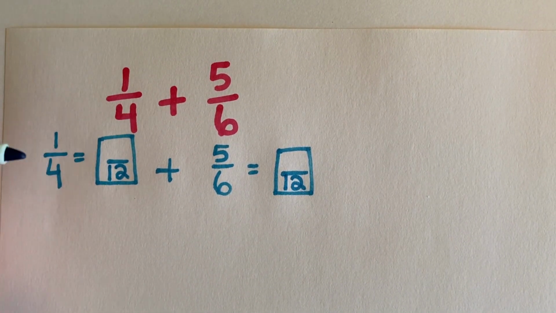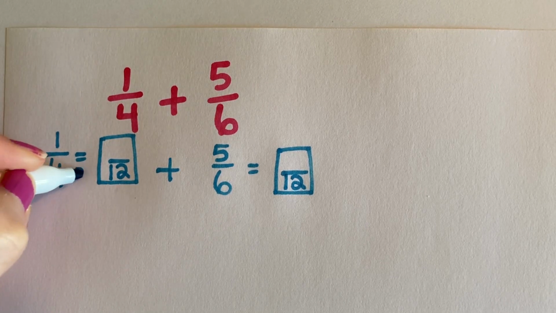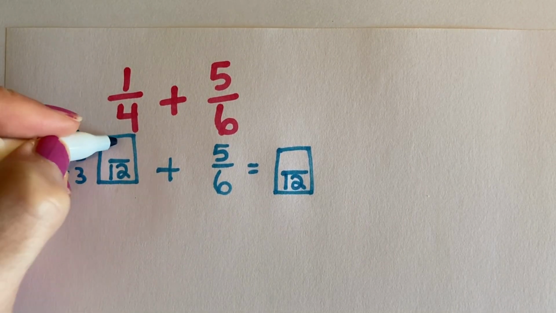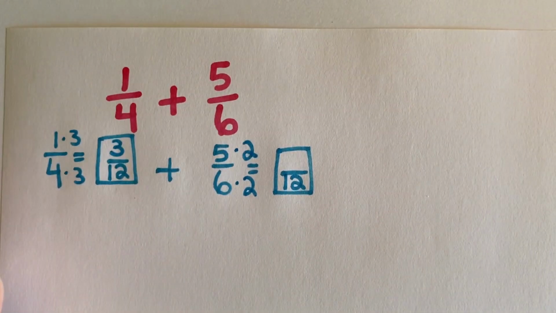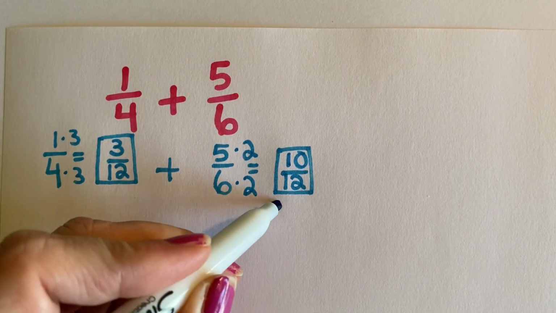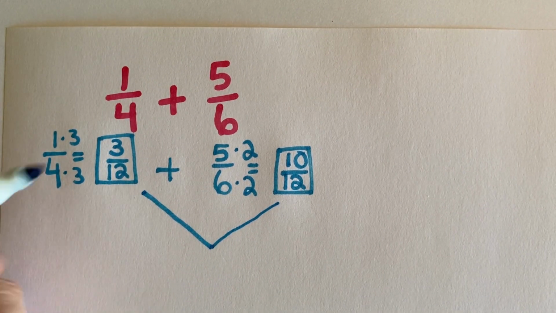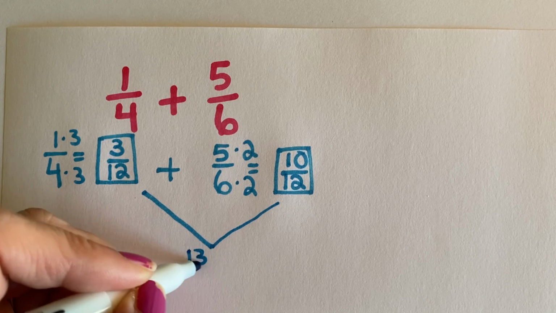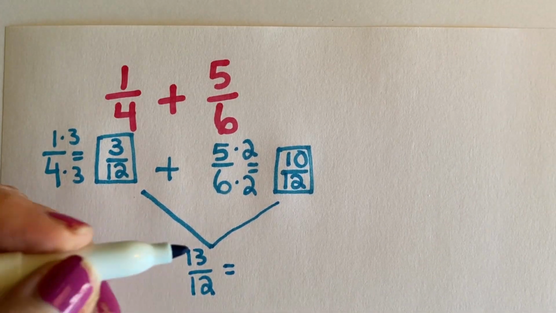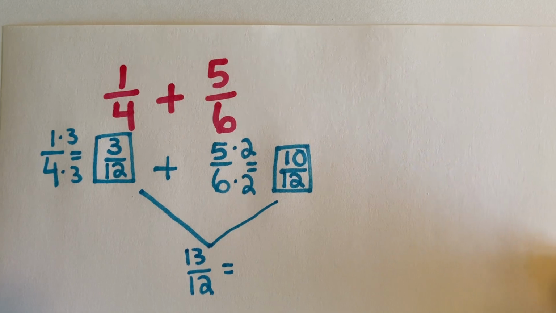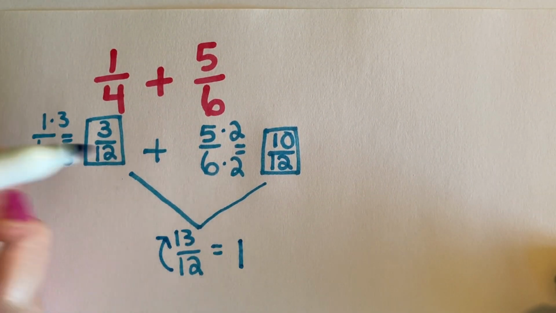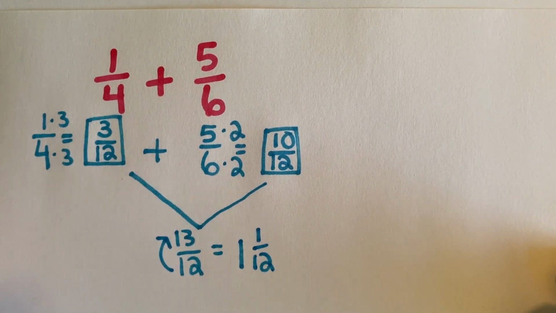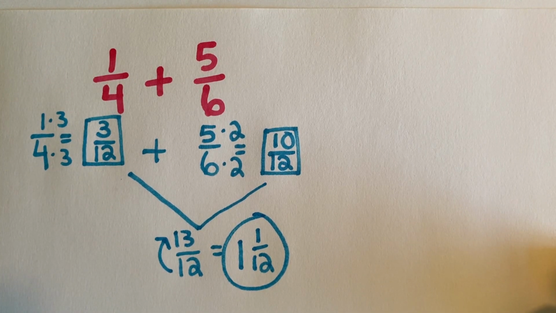So let's finish this off. So 4 times 3 would give us that 12, and 1 times 3 is 3, and 6 times 2 is 12, and 5 times 2 is 10. So when we add together 10 twelfths and 3 twelfths, we're going to get 13 twelfths. And if you do your long division, or if you can do it in your head, 12 can squeeze into 13 one time with 1 left over. So we'll go with 1 1/12. Okay, let's try one more.